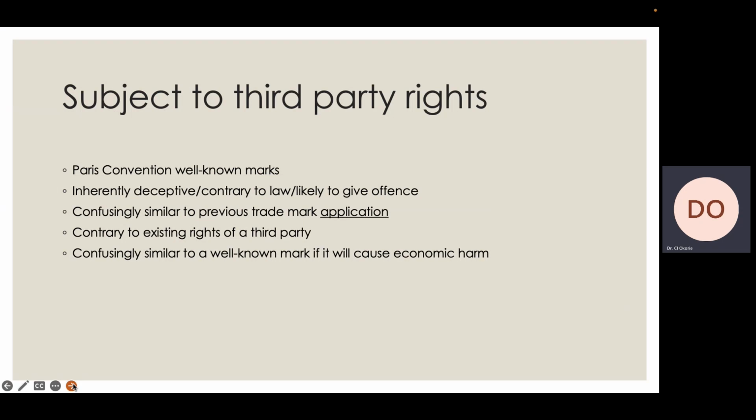and so we will not allow you to register this mark. Or let's say the mark is contrary to the existing right of a third party, or in a case where it's confusingly similar to a mark that is well known in a particular country, for example a mark that's well known in South Africa, and it's going to cause economic harm. Then the application for the registration of the mark could be successfully opposed.